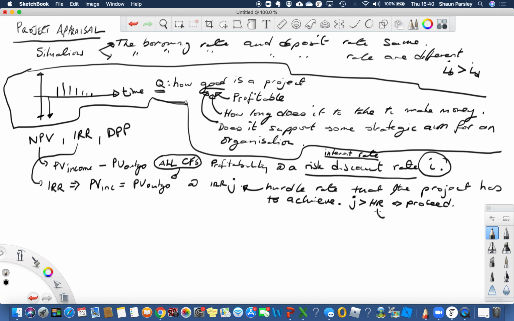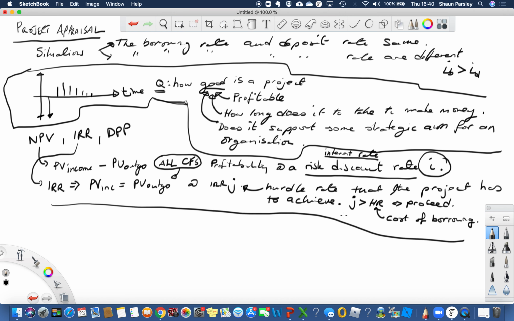The hurdle rate often can be the cost of borrowing, something like that. The risk-adjusted cost of borrowing. You don't have to worry too much about that. And then finally, the discounted payback period, which will go over here, DPP.